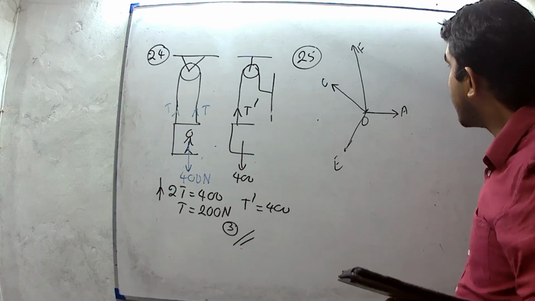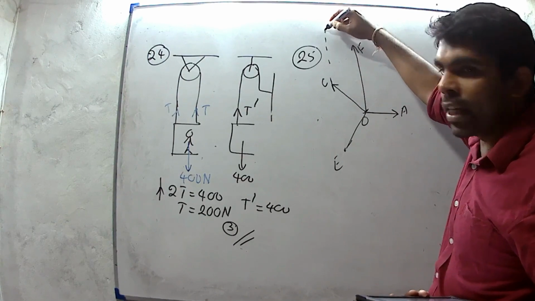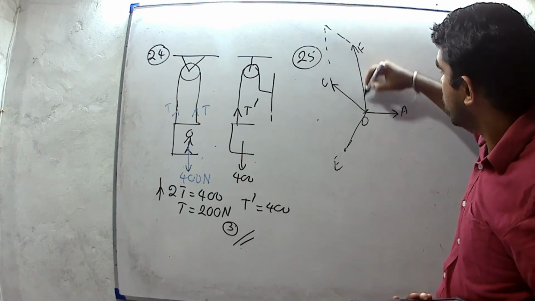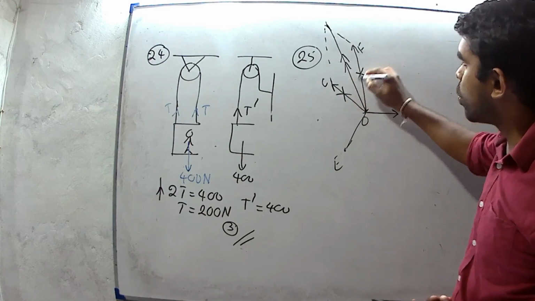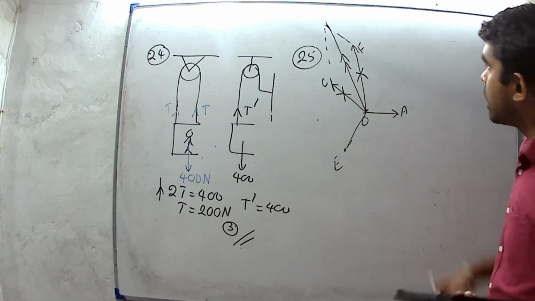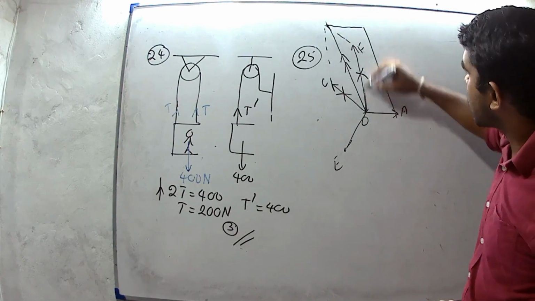Then we can get the resultant. I will consider these 2 forces. We can draw the parallelogram, and the resultant is like this. We can remove these 2 forces. Same method, we have to draw a parallelogram like this. The resultant is this one.